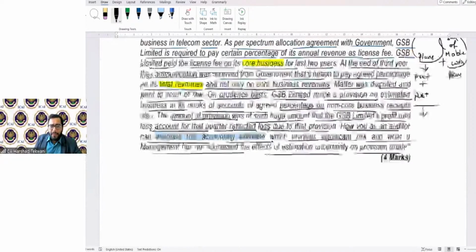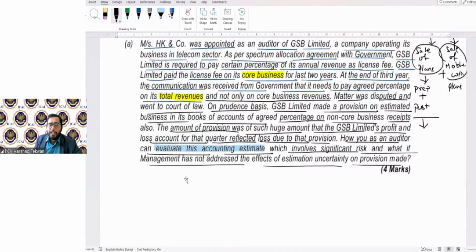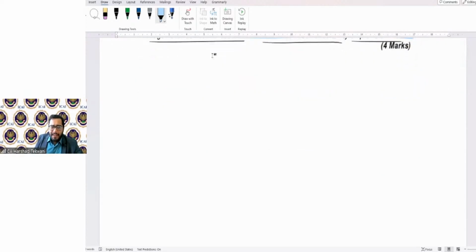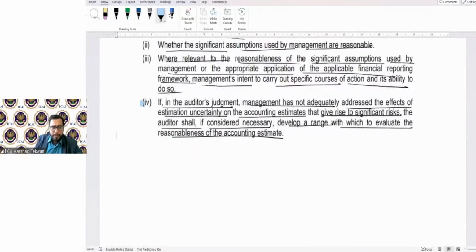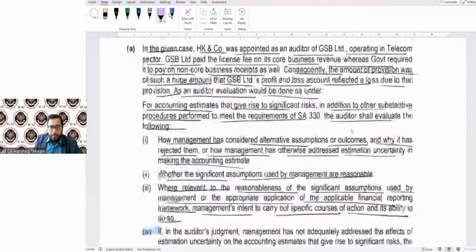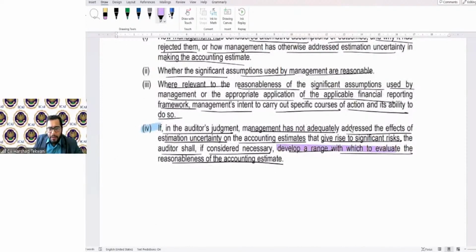So that's how you will evaluate the accounting estimate. And the second question was, what if management has not addressed the effects of estimation uncertainty on the provision made? So for that, the answer is here, the fourth point. If in the auditor's judgment, management has not adequately addressed the effect of estimation uncertainty, the auditor shall develop a range to evaluate the reasonableness of accounting estimates.